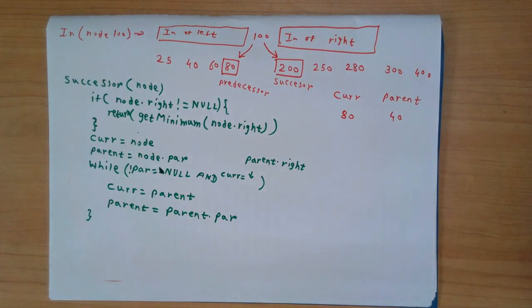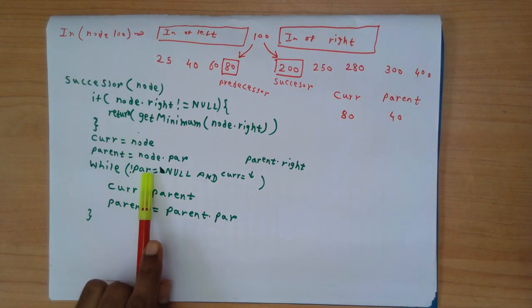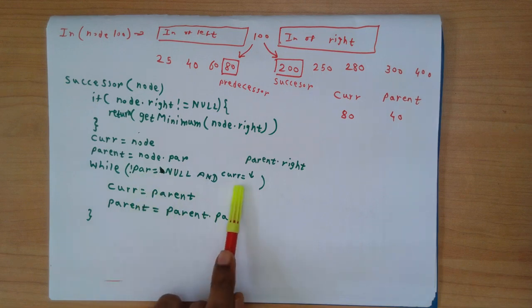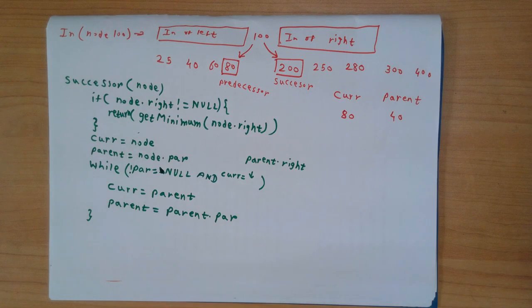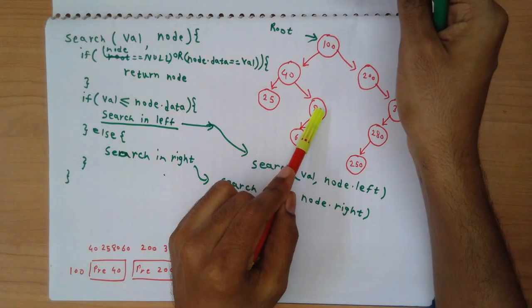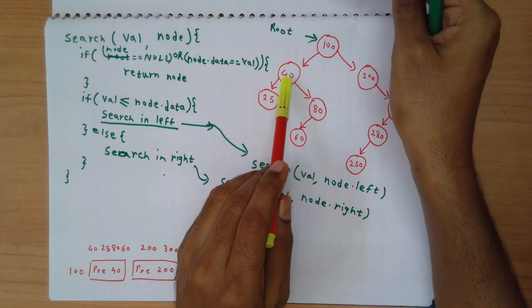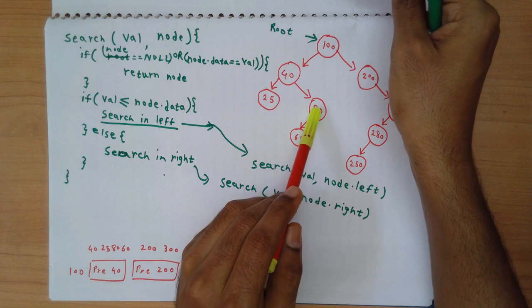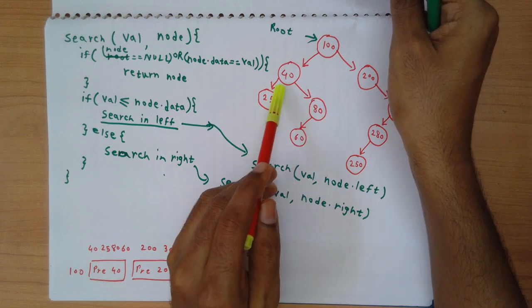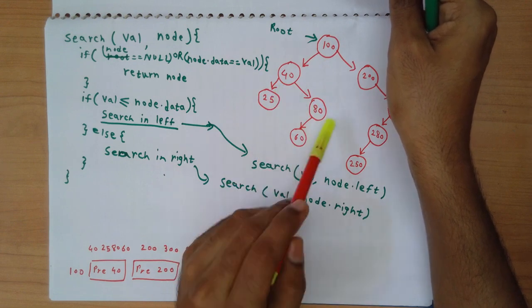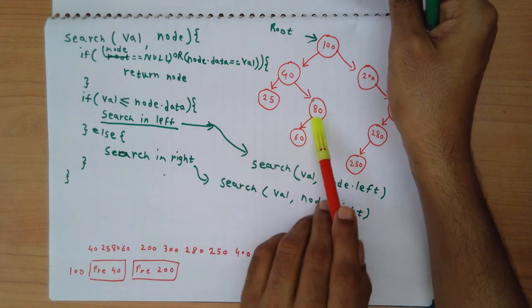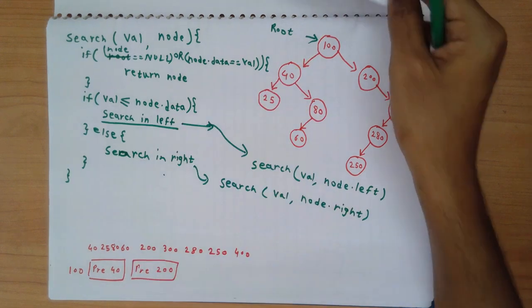Now we ask the question, is my parent currently null? Well, it's not null. And I also have to ensure that my current node is actually a right child of my parent, which is true. Which means that my parent cannot be my successor, because I am the right child. My value is greater than my parent, so my parent cannot be my successor. So I have to search for an ancestor which would be my successor.